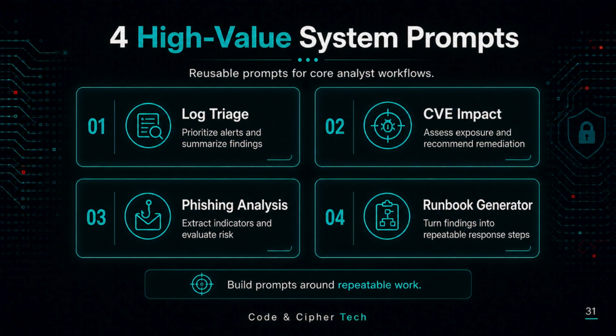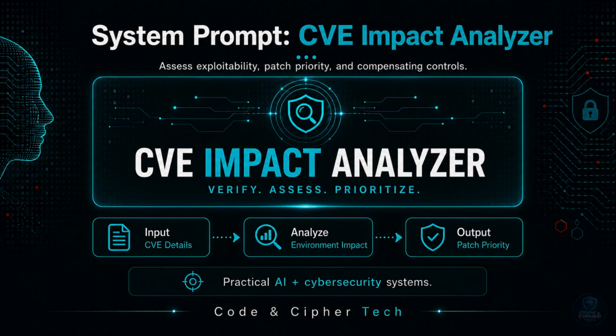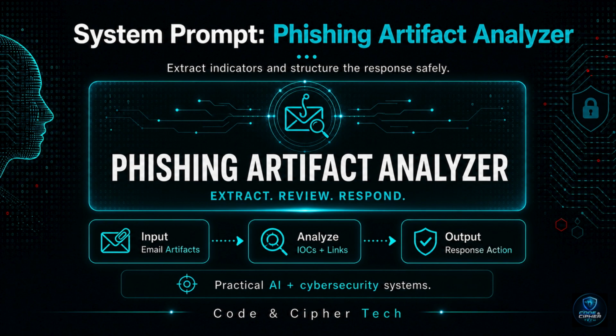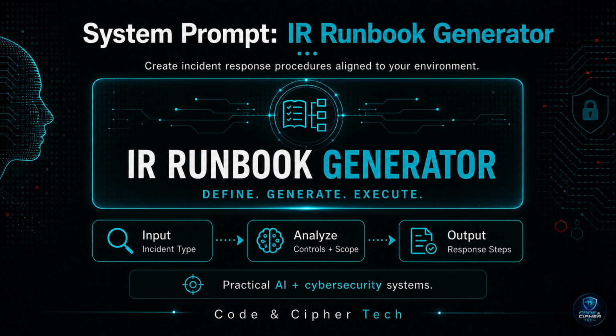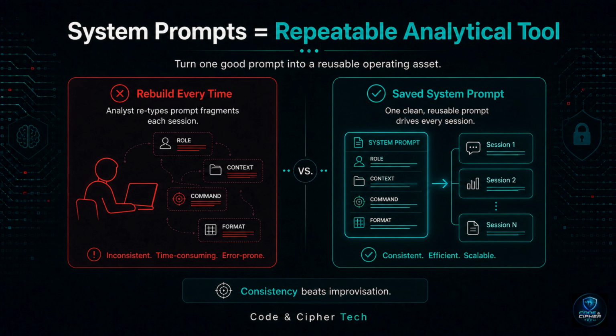4 ready-to-use prompts: 1 for log triage, CVE impact, phishing analysis, and runbook generator. You'll find the full prompts in the description below. These aren't experimental tools. Each one corresponds to a task your team performs at variable quality depending on who is available and how much pressure the moment carries. System prompts remove that variability. The output quality is consistent because the analytical framework is consistent.